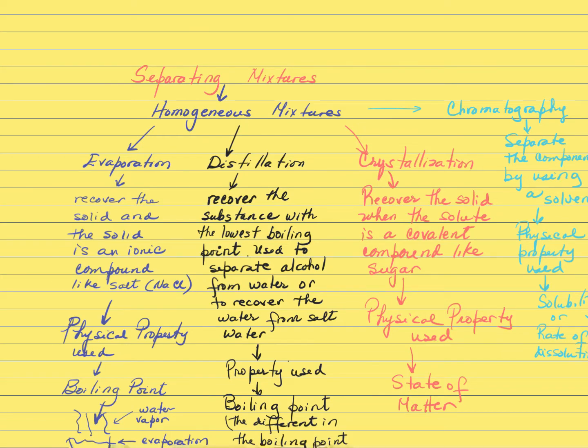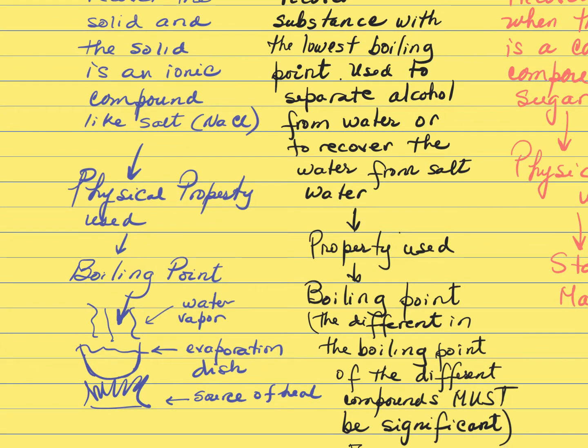And usually you're going to have an evaporating dish exposed to a source of heat. The mixture is going to absorb that heat, the water is going to evaporate, and you're going to be able to recover the solid.